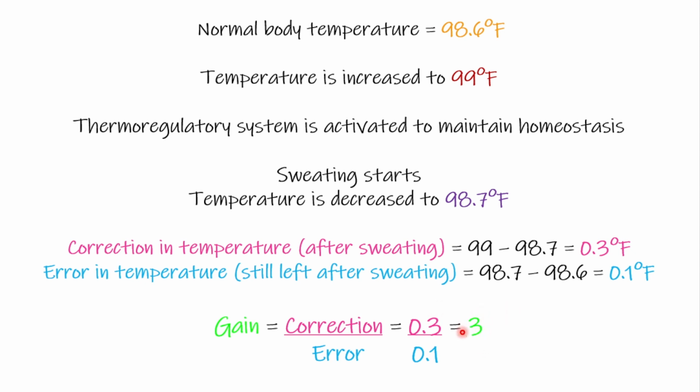For instance, if the correction is 0.35, then the error would be 0.05, then it would have been much greater than 3. Okay, now I have just given this example to explain this. The gain of the thermoregulatory system is extremely high. That is not 3. I've just given this example to explain it. That is extremely high. I'll discuss it in the next slide.